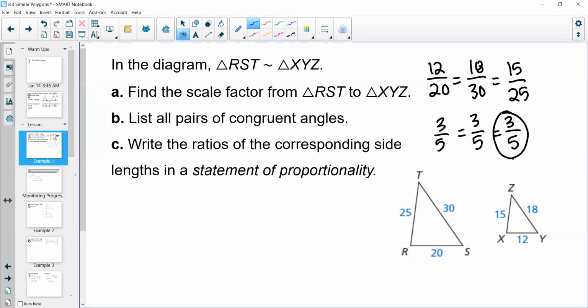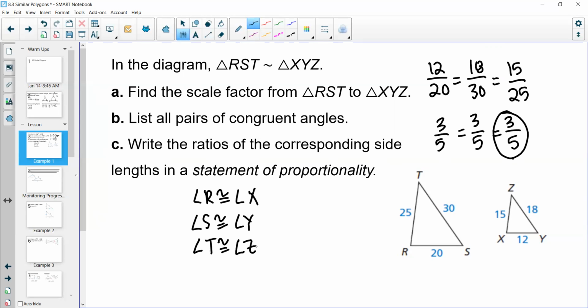Now what we want to do is list the pairs of congruent angles. Now remember, congruent angles are in the same location. And so in this case, we've got angle R is congruent to angle X, angle S is congruent to angle Y, and angle T is congruent to angle Z.